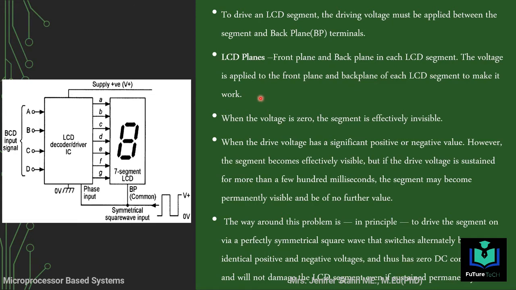To make a good connection with respect to the voltages, the back plane as well as the front plane are used. So when the voltage is 0, what happens? The segment will be effectively invisible. If there is no voltage, you cannot find any of the segments displaying. But when the voltage is above 0 volts, any one segment will be displaying, or more than one segment may display. All the segments we are using are nothing but LEDs, light emitting diodes.